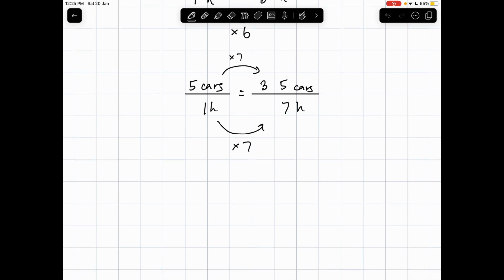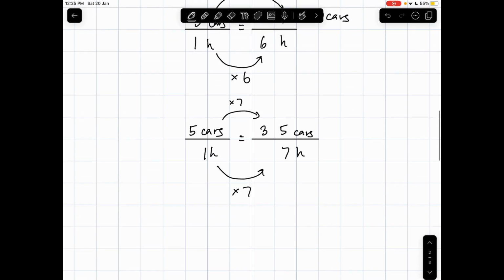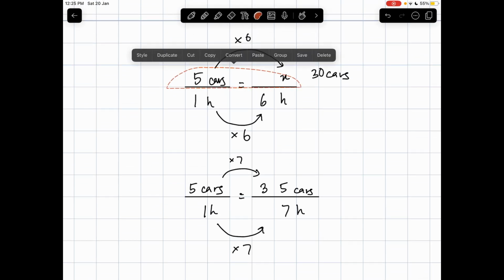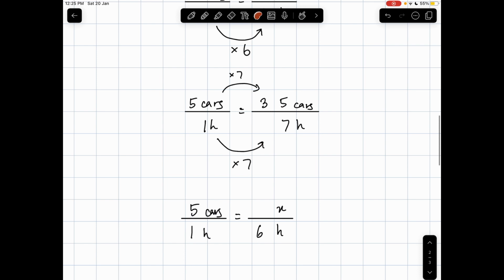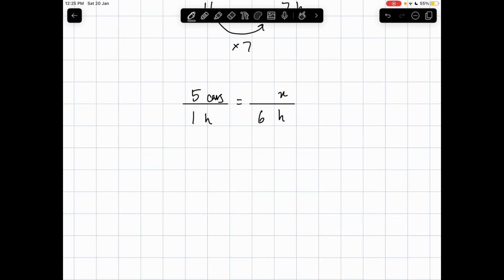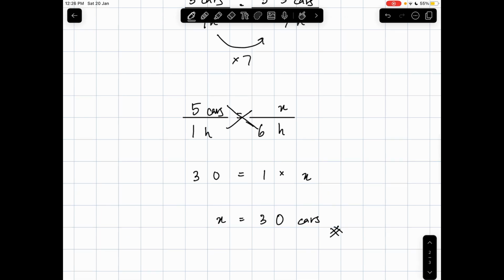And if you're unsure of how to do this kind of multiplication, there's also another way. Let's take this question, for example. Here, there is something we have learned in our primary school. We call it cross multiplication, where you can just cross multiply. Then you will get 6 times 5, you will have 30 here, equals to 1 times X, which will give you the answer X equals 30 cars in this case. That's it. Both of these methods are accepted in the examinations, so choose whichever you are comfortable with.